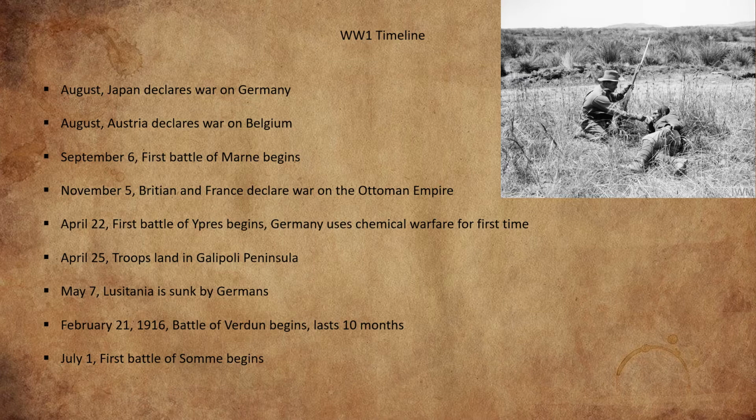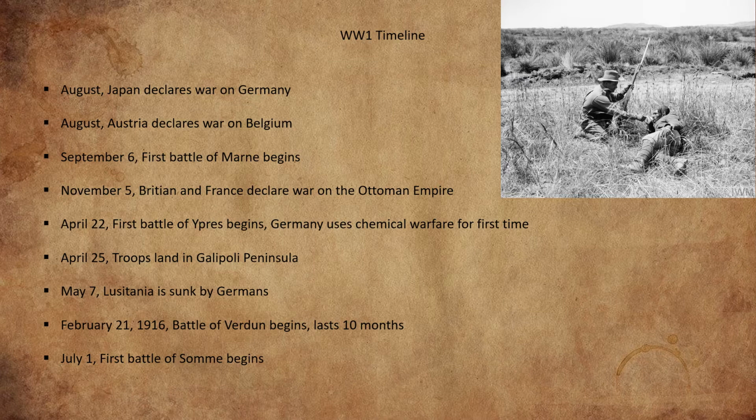On April 22nd, the First Battle of Ypres begins, and Germany uses chemical warfare for the first time, which was seen as barbaric and that no country would like to take part in that because it would destroy their figure and relationships with other countries. On April 25th, troops land in the Gallipoli Peninsula. The French land there, the English land there, and also the Anzac, which would be the Australians and the New Zealand forces.